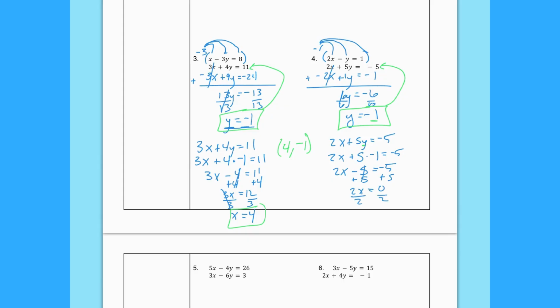Divide both sides by 2. So don't let that 0 confuse you. Just keep solving like normal. 0 divided by 2 happens to be 0. So that tells me that the final solution for this system is going to be x is 0, y is negative 1.